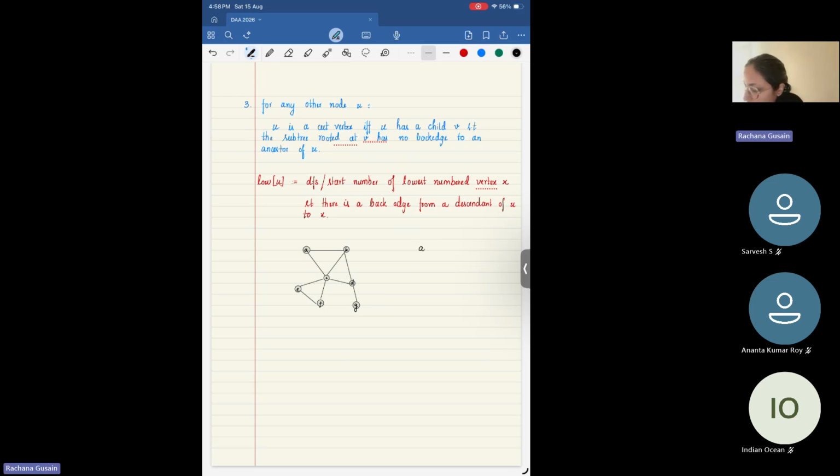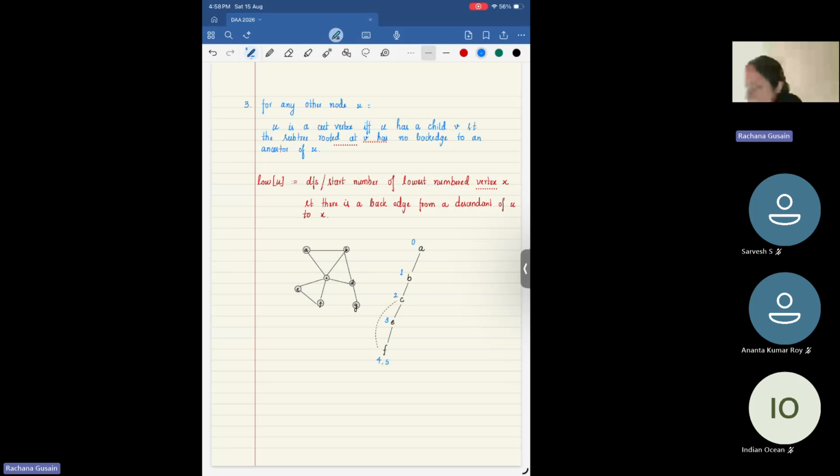Then I explore, I go to B. From B, I go to C. From C, I go to E. From E, I go to F. From F, I see a back edge going to C, and we are done with F. So let me assign the start and finish numbers. I start A at time 0, B at time 1, C at time 2, E at time 3, F at time 4. At time 5, I'm done with F.